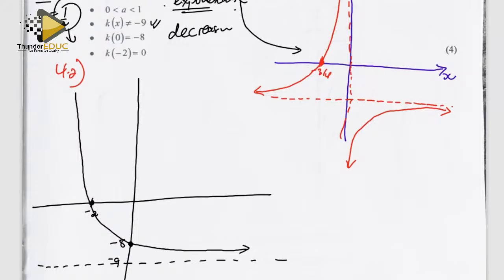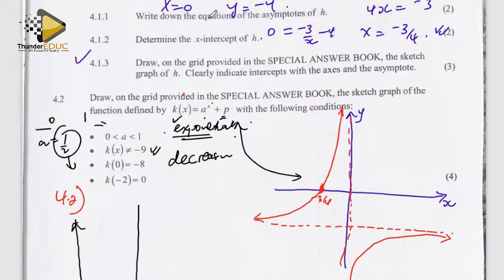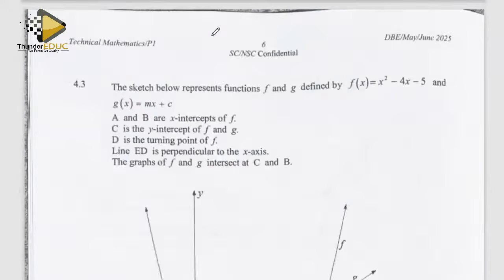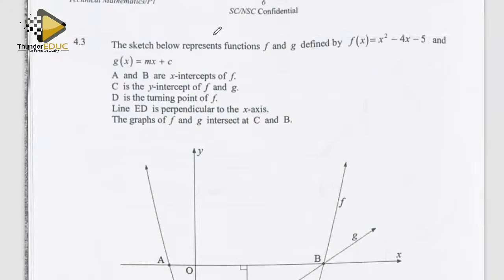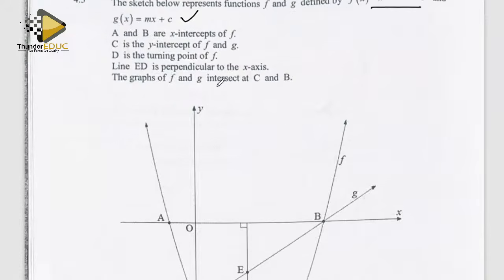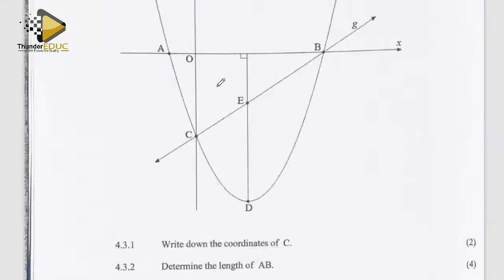So that is the function that the question was asking for. You get your good 4 marks. All right. Then question number 4.3. They're telling us sketched below are the functions of f and g defined by this. So this is a parabola, and then there's a straight line whose equation we don't know. All right, we have x-intercepts, we have the y-intercept, the lines are perpendicular.